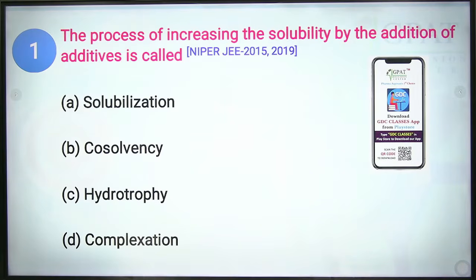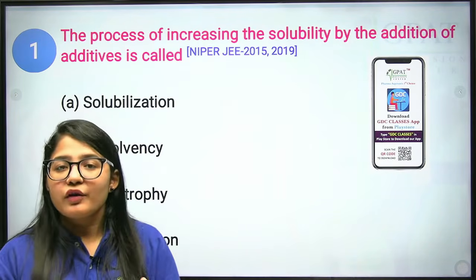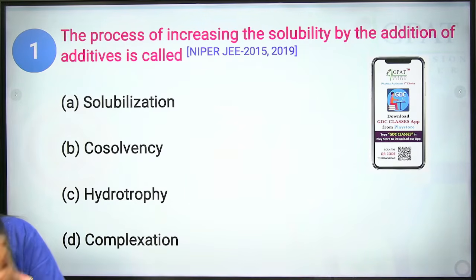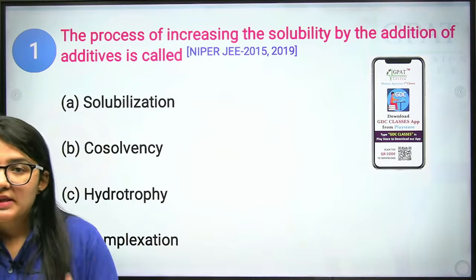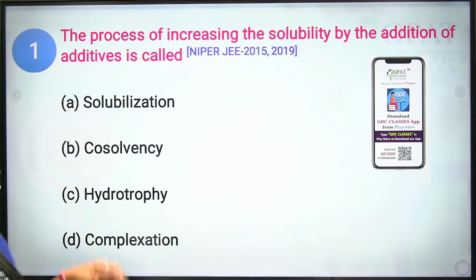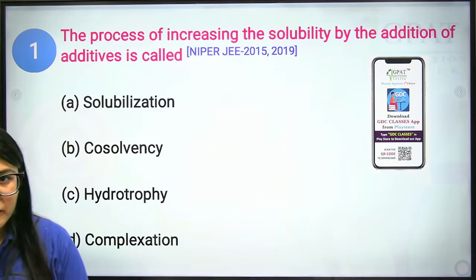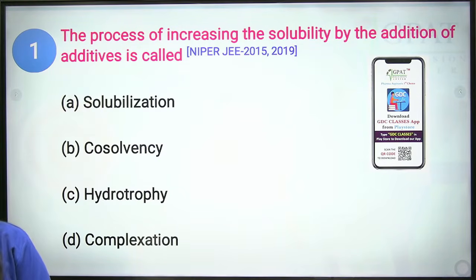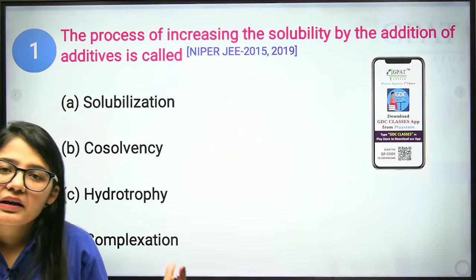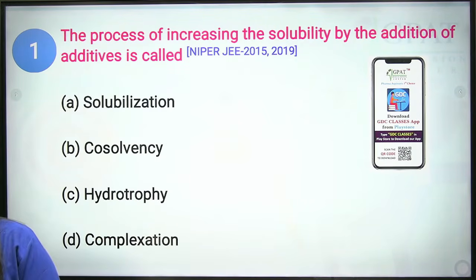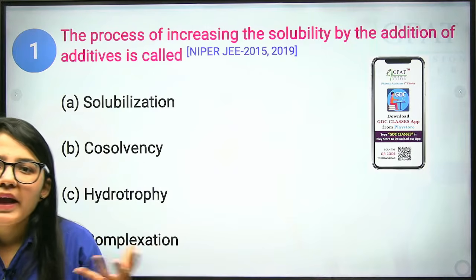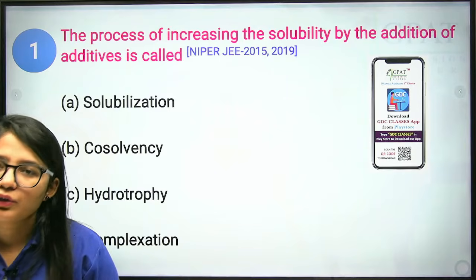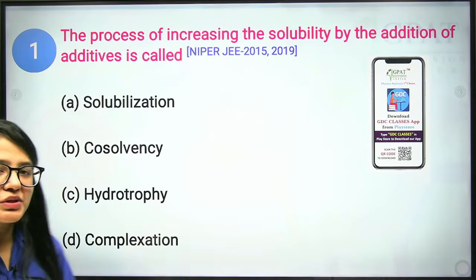Hydrotropy is increasing solubility of a drug by adding another molecule, that is your hydrotropic agents, known as additives. Clear? So the question itself says by the addition of additives, and these additives are like, we can say adding sodium benzoate to any drug to increase its solubility, that is known as hydrotropy. So correct answer will be option number C.